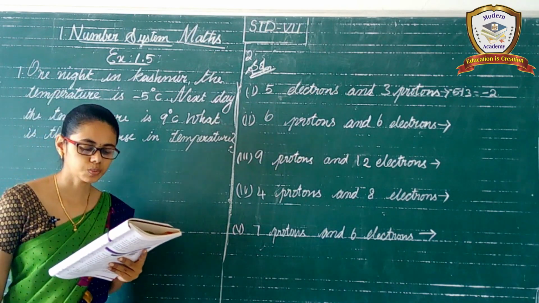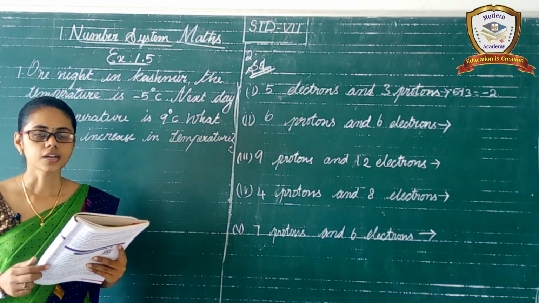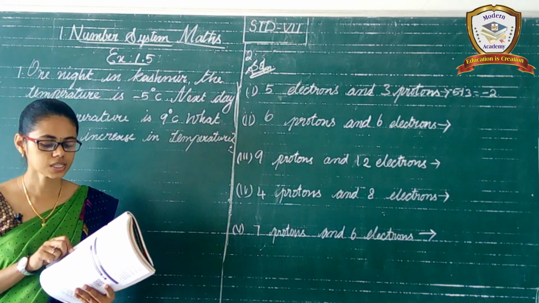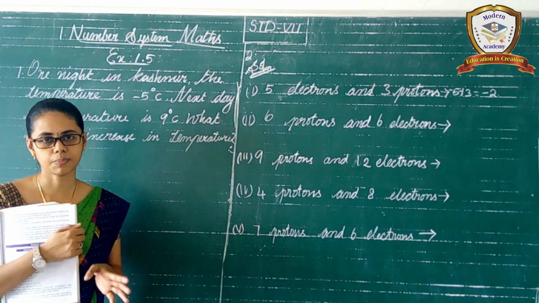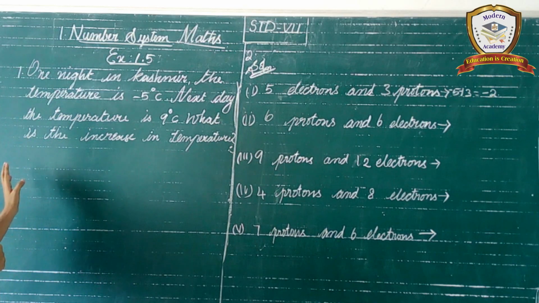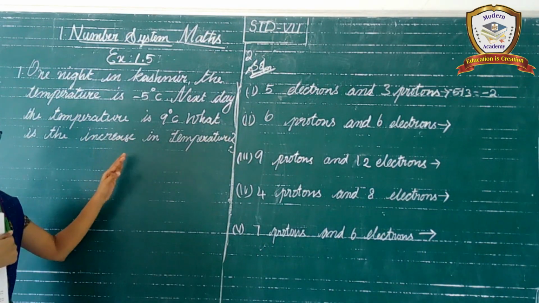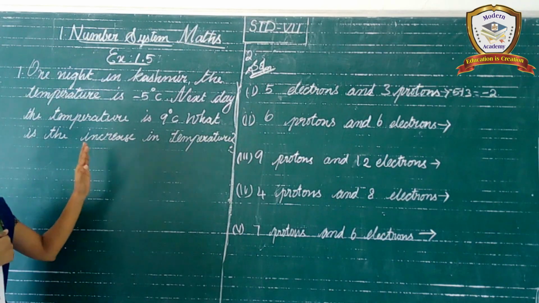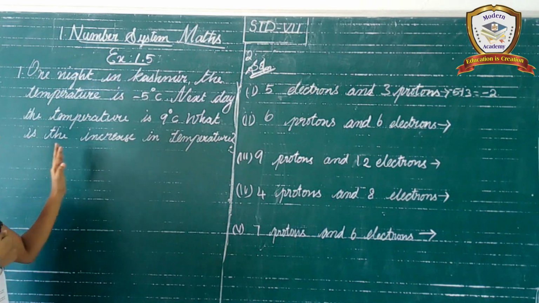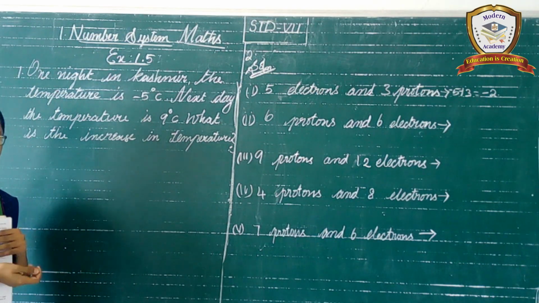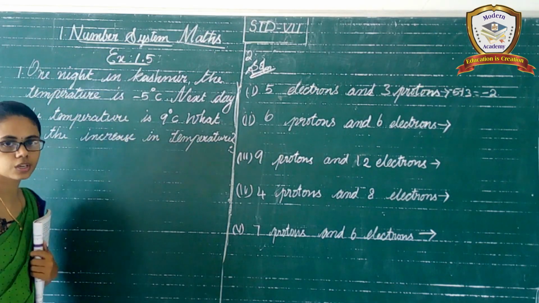One night in Kashmir, the temperature is -5 degrees Celsius. Next day, the temperature is 9 degrees Celsius. What is the increase in temperature? See, one night in Kashmir, the temperature is -5 degrees Celsius. Next day, the temperature is plus 9 degrees Celsius. What is the increase in temperature? We have to find the increase in temperature between -5 and 9.